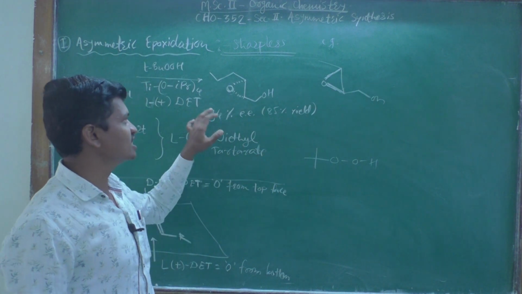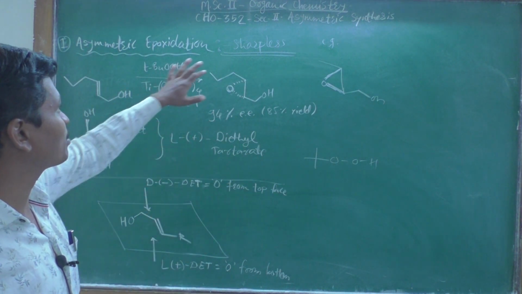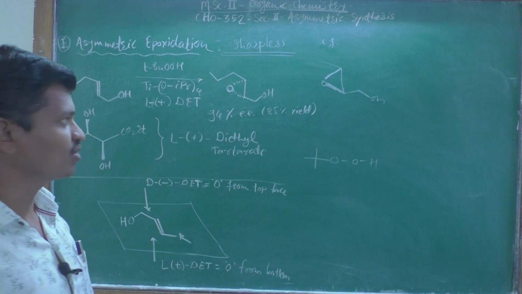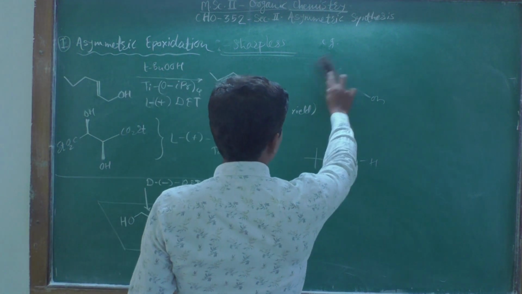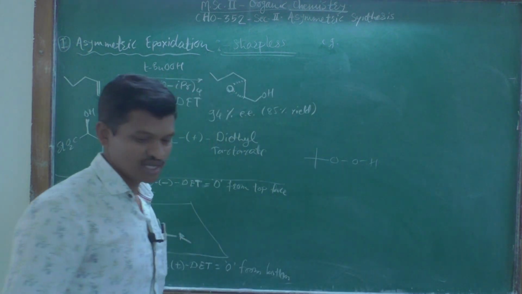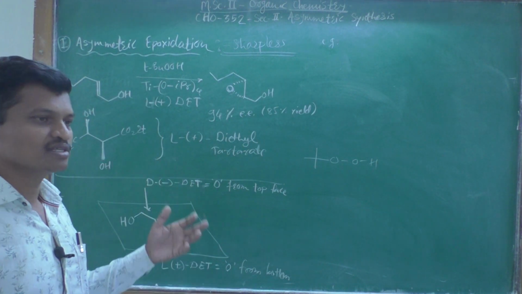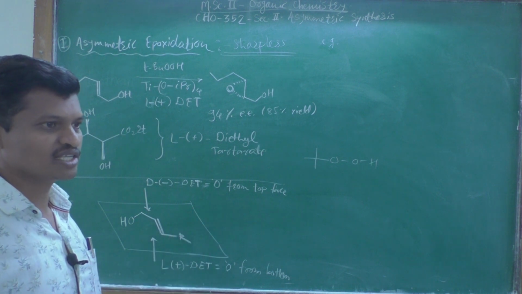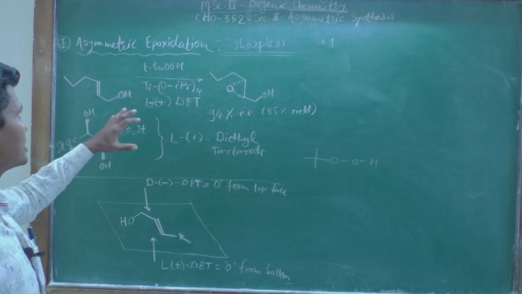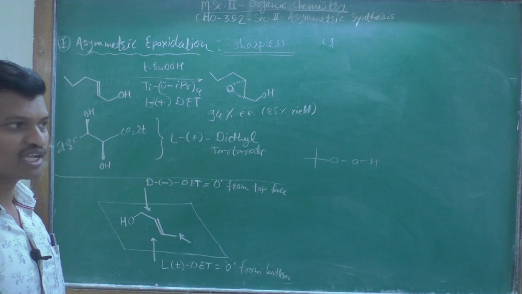That is why such epoxidation is known as Sharpless asymmetric epoxidation. Sharpless is the name of the scientist who invented this reaction, and in honor of his research this epoxidation reaction is known as Sharpless asymmetric epoxidation.